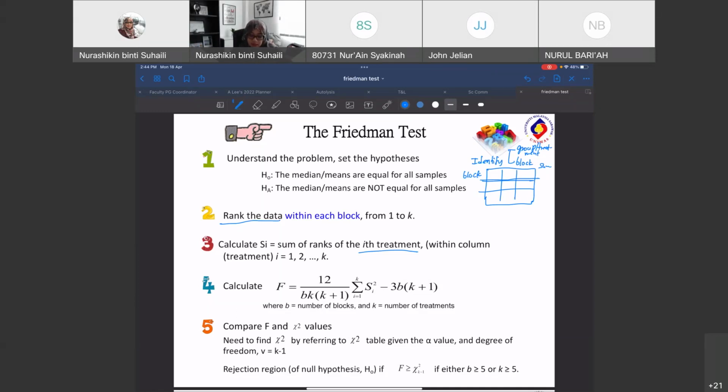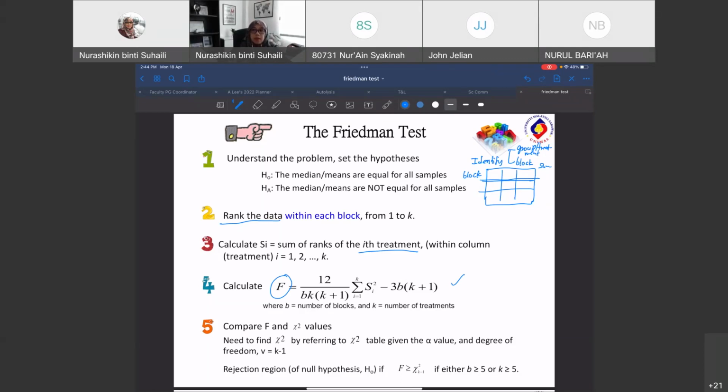And then the fourth step is to calculate the F value. So this is the parameter of the Friedman test, and this is the formula. You have to know that here B refers to the number of blocks. Sometimes the block can be 2. Just now, if, let's say, gender, there are 2. So B is 2.